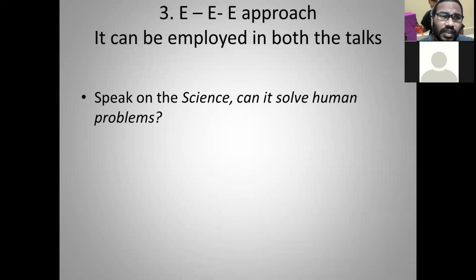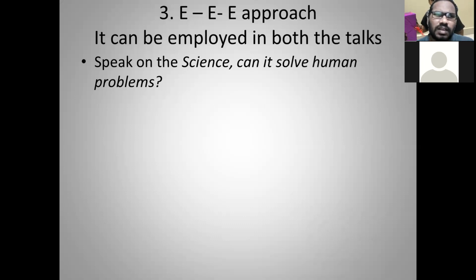So again, speak on the science: can it solve human problems? If somebody has asked us to speak on this topic, this is the topic given. If it is given to you in your college, or in any interview, what do we speak? My goodness, I'm a pharmacy student, sir. I don't know much about science. So no, we shouldn't do that. Speak on the science: can it solve human problems?